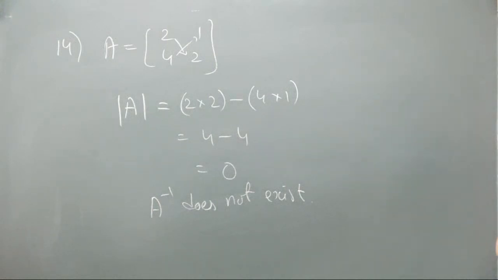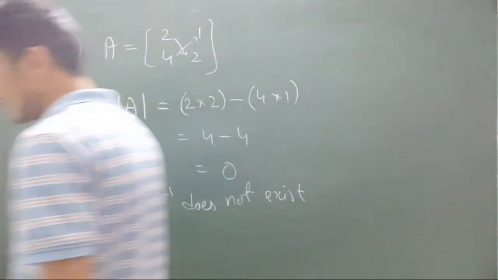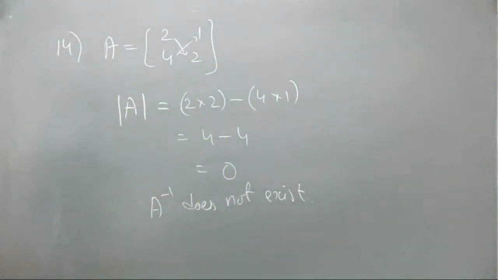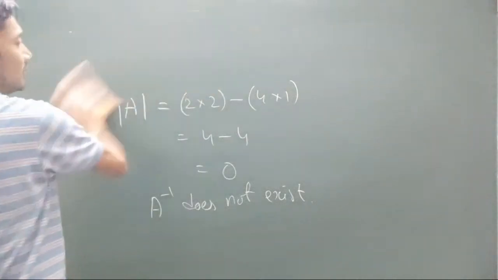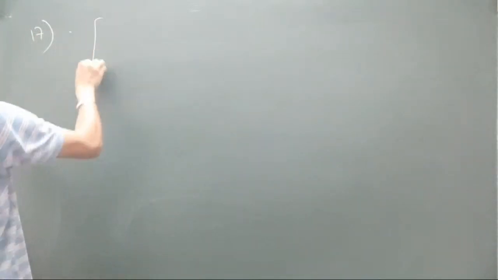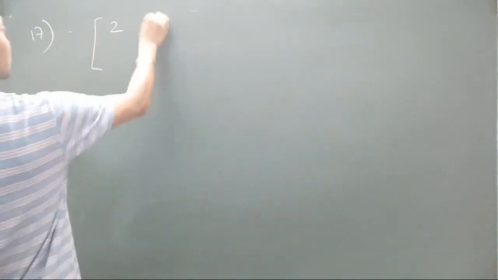So that's how we can easily identify for a given matrix of order 2 by 2. So for this one, the inverse does not exist. Okay? Alright. Chalo, now let's try a 3 by 3 matrix. I hope you're ready for it. Karega shuru. Chalo, let's try 17. Brace yourself.